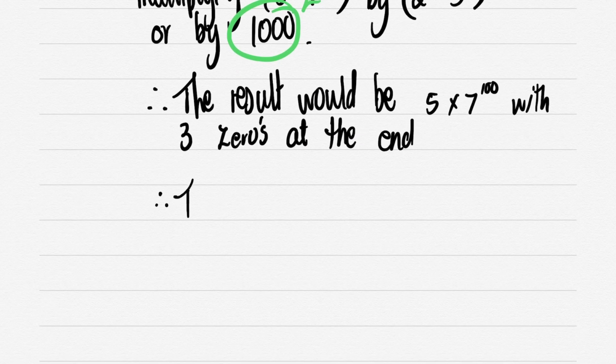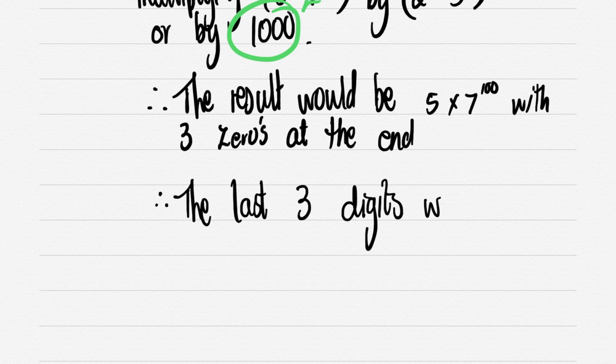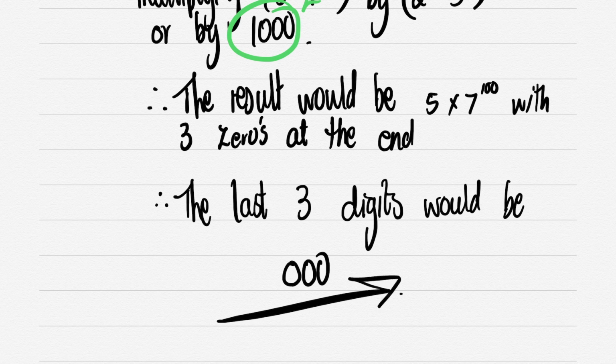Therefore, the last 3 digits, whatever term you want to use, would be 0, 0, and 0. There we go. Easy game.